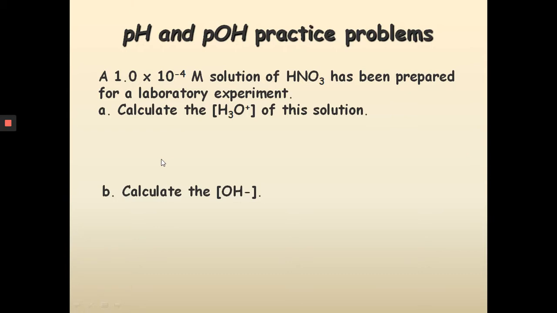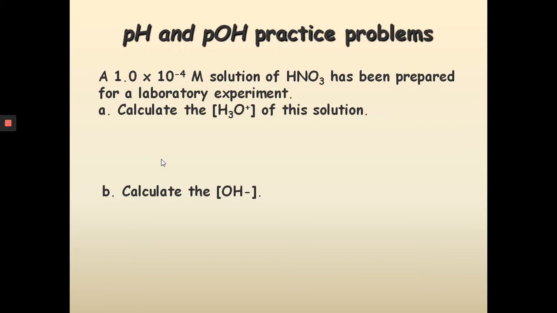Okay, now for the practice of the square of death. So pH and pOH practice problems. A 1.0 times 10 to the negative 4 molarity solution of HNO3 has been prepared for a laboratory experiment. Calculate the concentration of hydrogen of the solution.